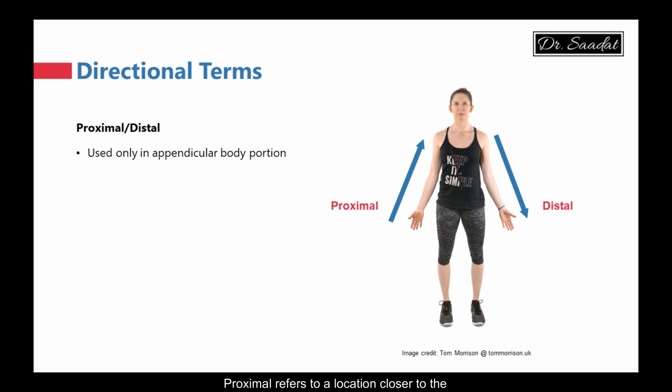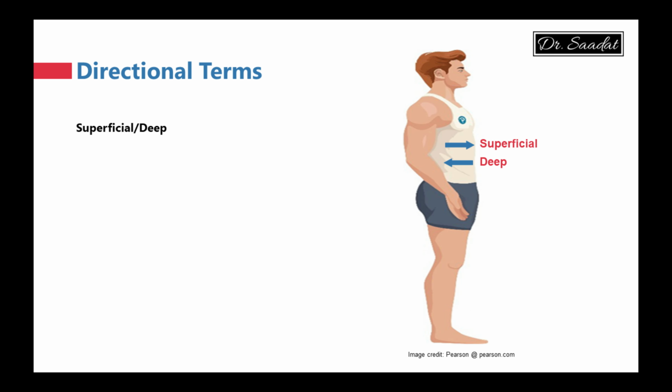Examples: the eyes are lateral to the nose and the heart is medial to the lungs. Proximal refers to a location closer to the trunk of the body, while distal refers to a location further away from the trunk. Make sure to remember that these two terms are only used when referring to structures in the appendicular body portion. For example, the shoulder joint is proximal compared to the elbow joint, while the wrist joint is distal compared to the elbow.